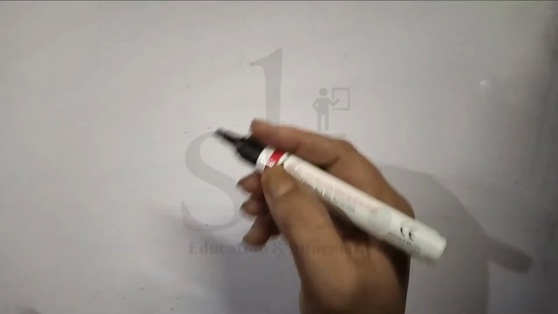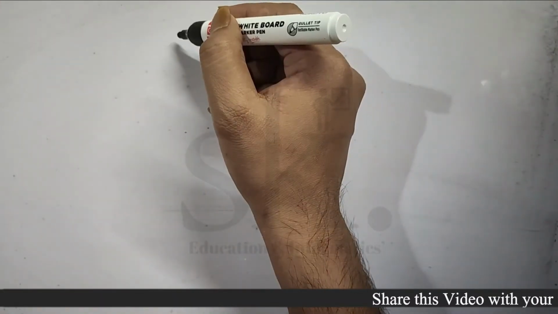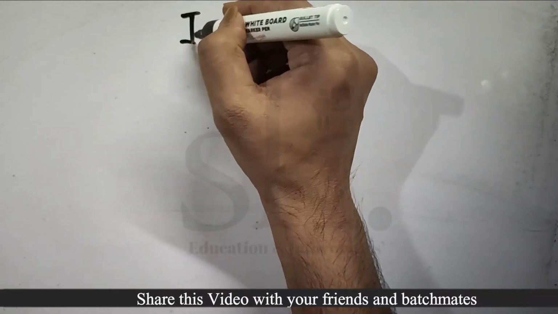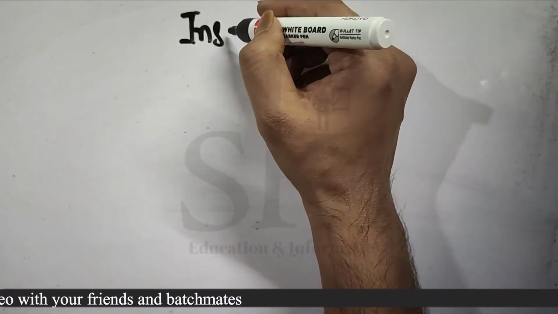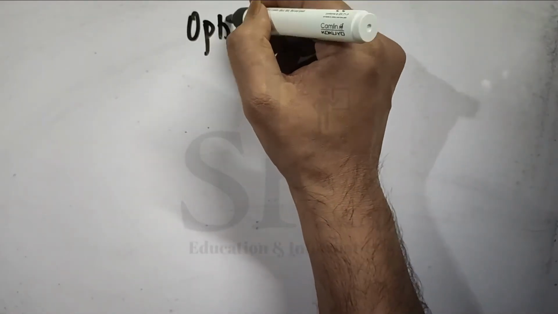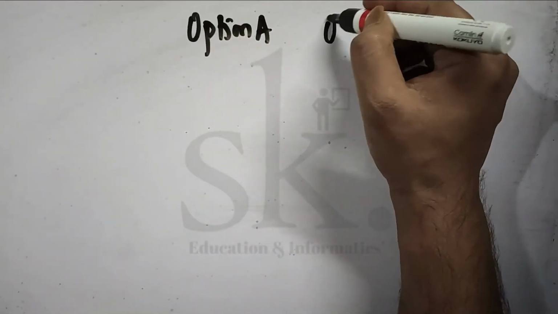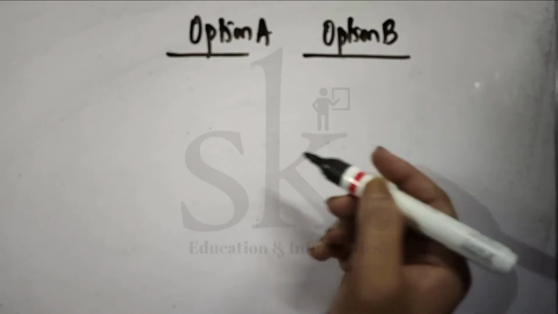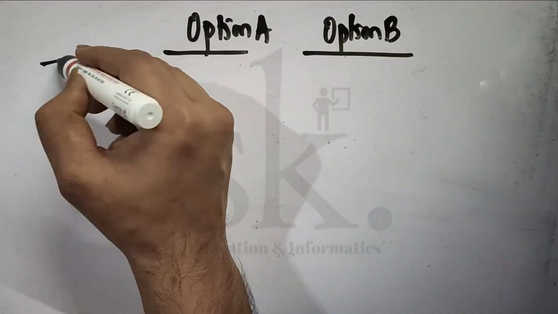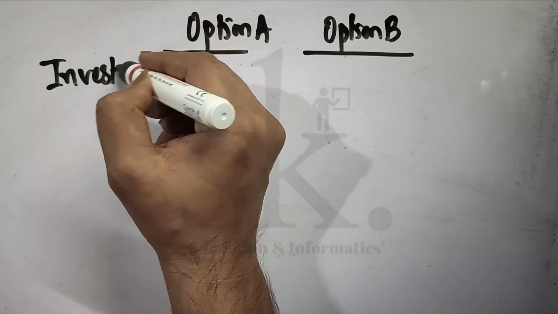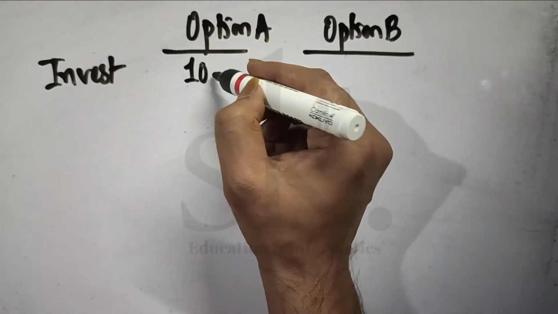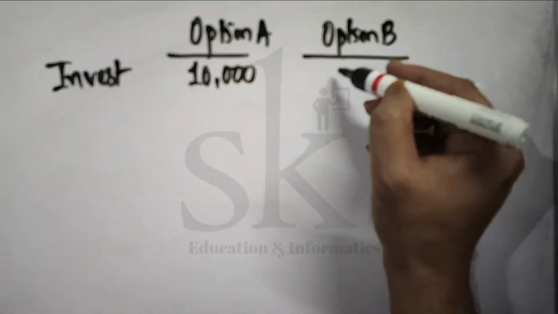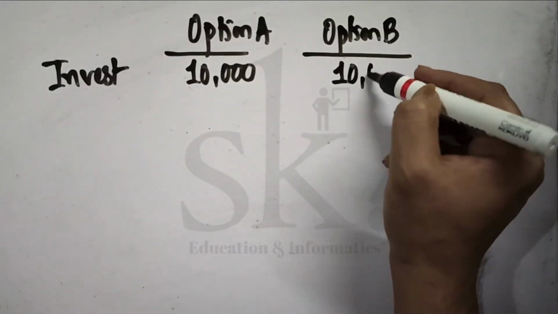I've been given two investment options, and I require to decide which particular option I am going to follow, or rather prefer. There are two investment opportunities. One is option A, another is option B, and I prefer to invest in only one of the options. You require to invest, in the 0th year, 10,000. This is also, for example, 10,000.